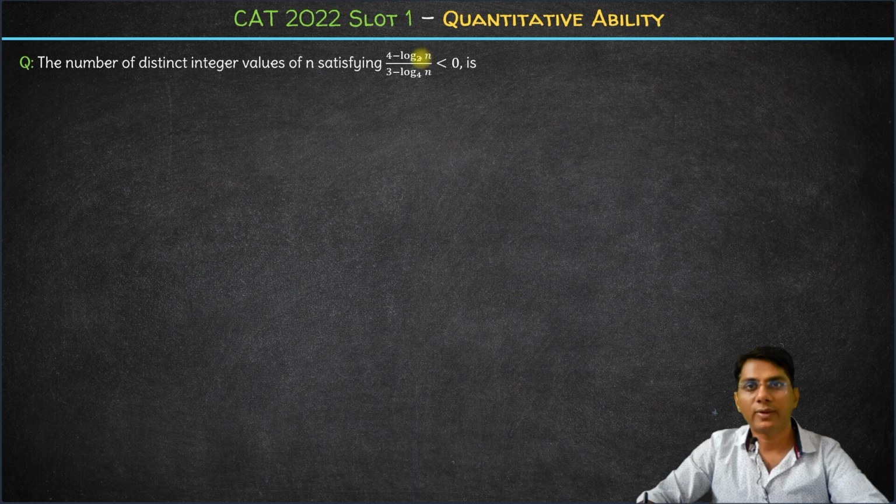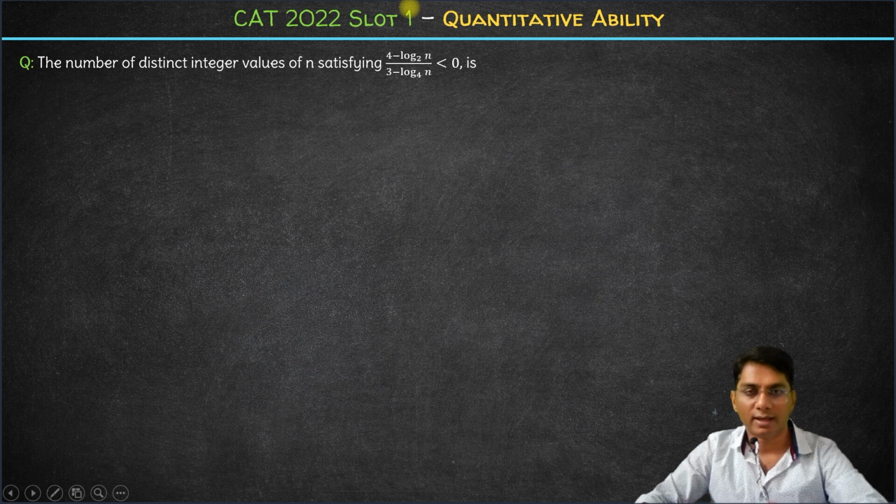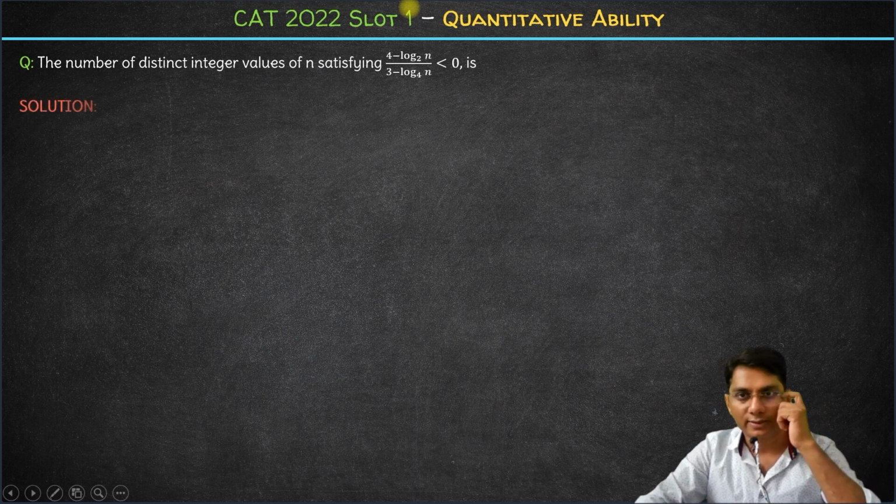The two cases are when the numerator is positive and the denominator is negative. So a positive number divided by a negative number will always be a negative number, or the numerator is negative and the denominator is positive. These are the two cases where the division of two numbers will be negative. As in, one of the two numbers should be positive and the other should be negative, right? So let's take the first case.